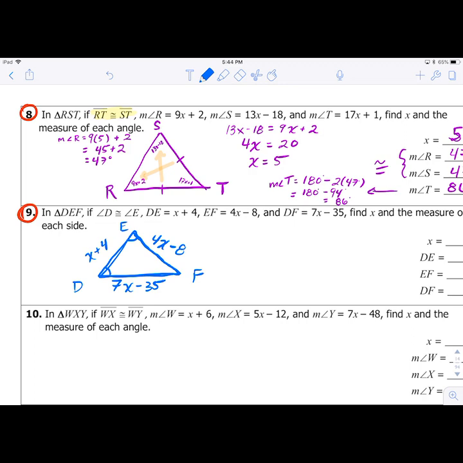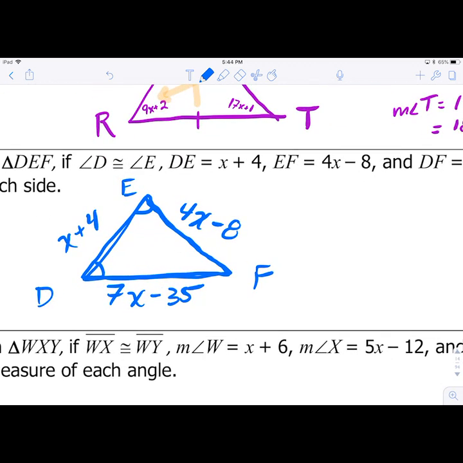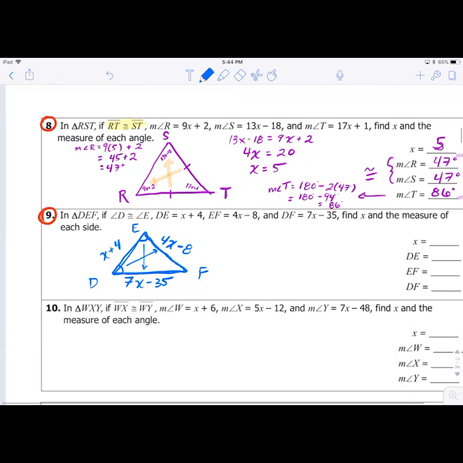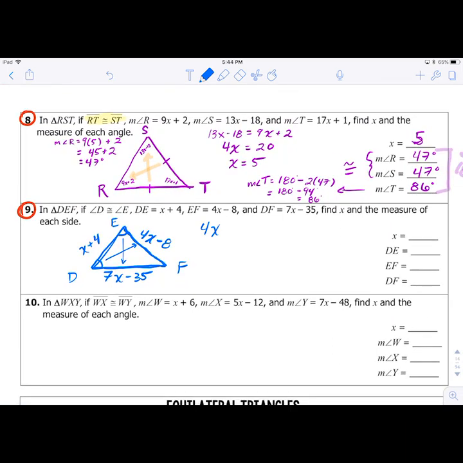Well, here's the thing. I know I have two congruent angles, so what are the congruent sides? They're the sides opposite of those angles. So I set these two expressions equal to each other and solve. 35 minus 8, that's going to get me 27. Therefore, x is going to equal 27 divided by 3, which is 9. So there I go. What two sides are congruent? DF and EF, right? So DF and EF, these two sides are congruent.